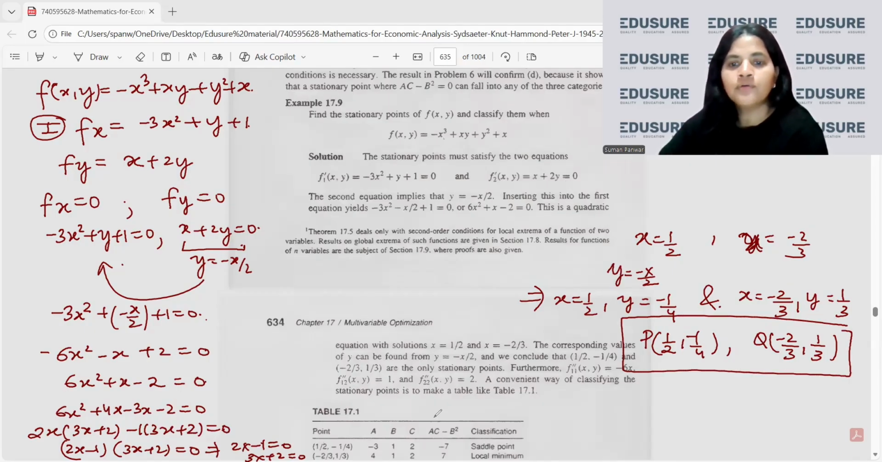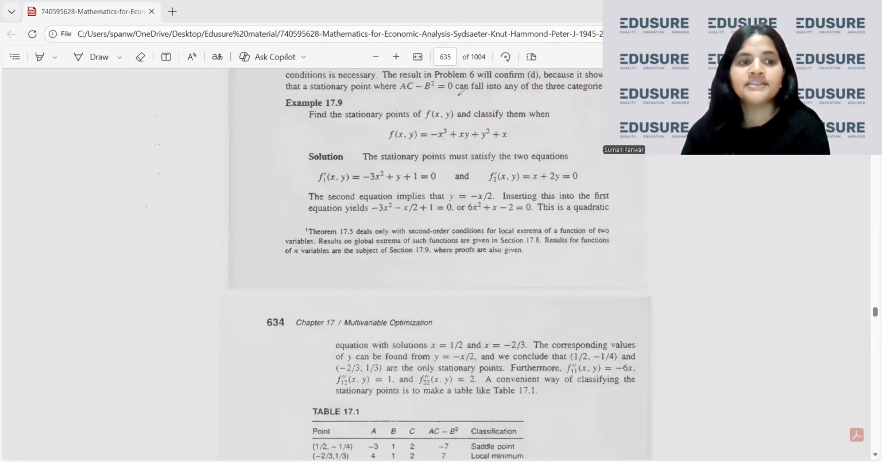Okay. So now I would like to see the second order condition. I have two perfect candidates where I could have a local maximum, a local minimum, a saddle point, or none. So let us see what happens. Now let us try to calculate the second order derivatives.